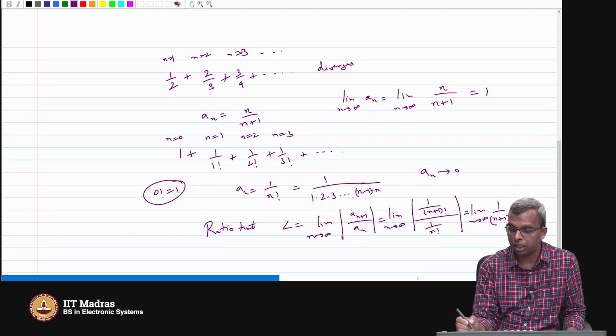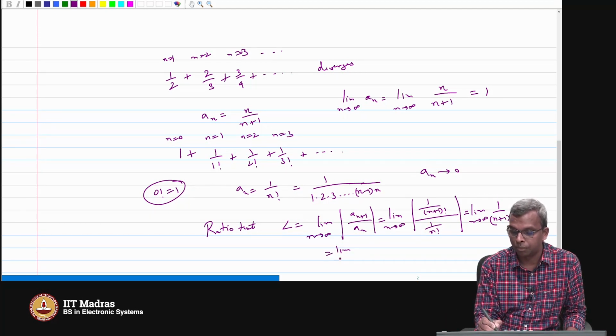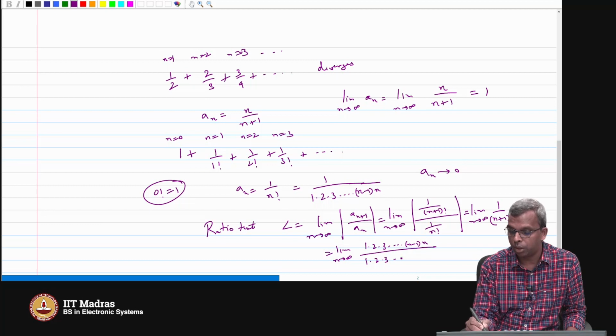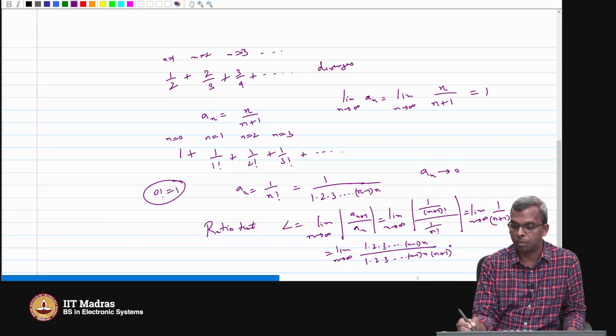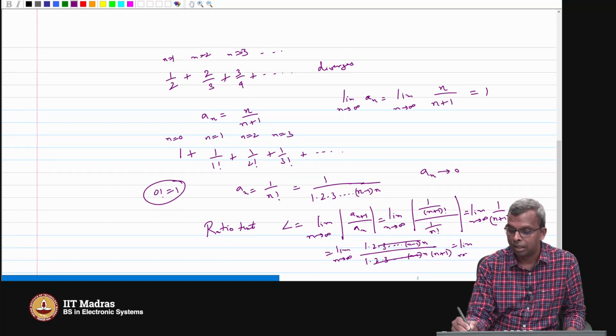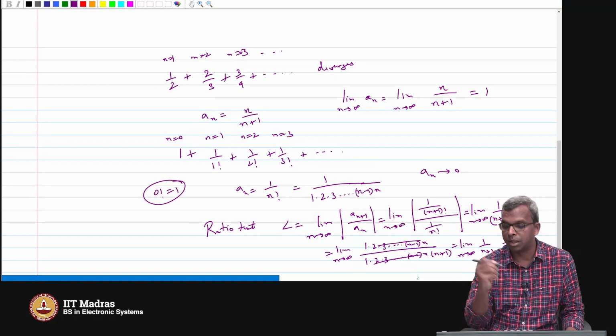What is n factorial? 1 into 2 into 3. So let me just write that down. Limit as n tends to infinity. n factorial is 1 into 2 into 3 all the way till n minus 1 into n. What is (n plus 1) factorial? 1 into 2 into 3, all these terms will come, n minus 1 will come, n will come, and then n plus 1 will also come. So all these terms will cancel, and you just get 1 by n plus 1. So let me write it carefully. Limit as n tends to infinity of 1 by n plus 1. What is this? This is just 0.